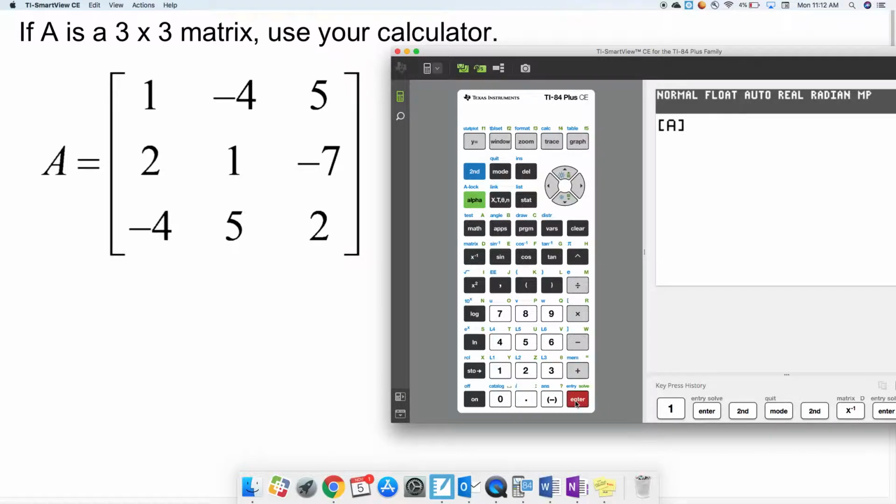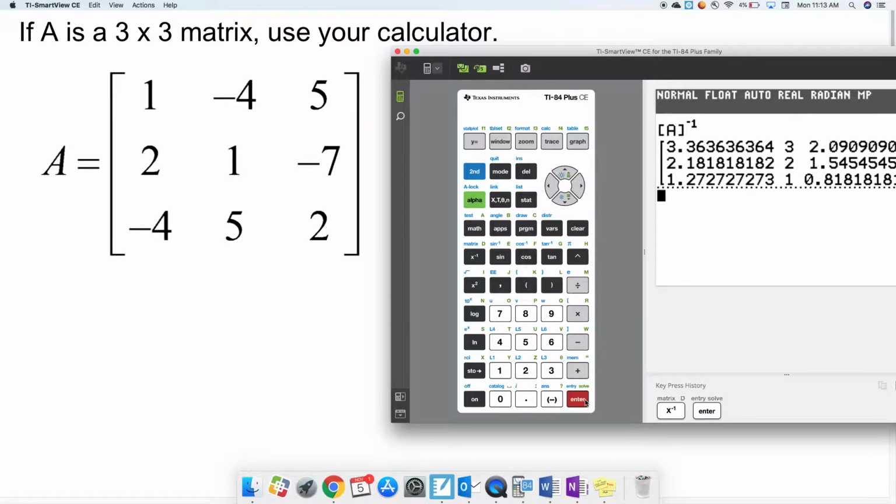Now, that button that you've been using to get to the matrix menu, it looks like x to the negative 1. So that's just your inverse button. So now instead of hitting second on that button, just hit that button. It's right above your x squared. It's going to look like A inverse. And then I hit enter.